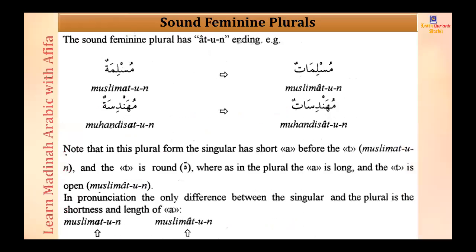Now we discuss feminine plurals. So we said this is a feminine word, muslimatun, female Muslim. How do you make it plural? You add an alif and you add the ta maftuha. This is the ta maftuha. And this is the ta marbuta. Muhandisatun, how do you make it plural? You put this alif and you put this ta maftuha. So pretty straightforward. Again, it's identified with these two suffixes at the end.